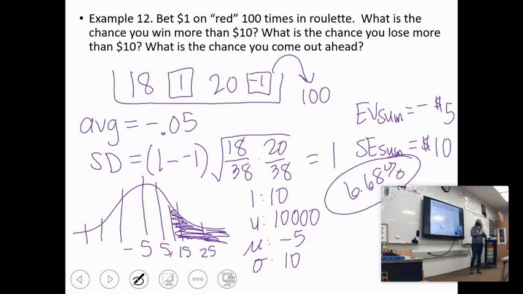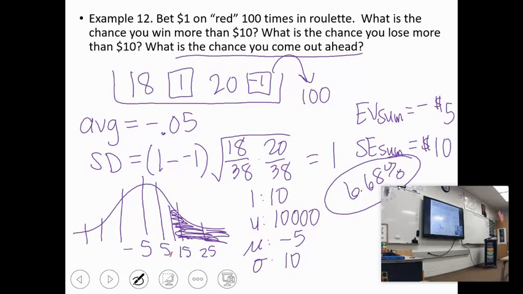Okay, and then I want you guys to answer, what's the chance you come out ahead? Now that just means you're positive any money. Does that make sense? Yeah. So I want you to work with your partner on that one. What's the chance that you're going to make any money at all, even if it's a penny?